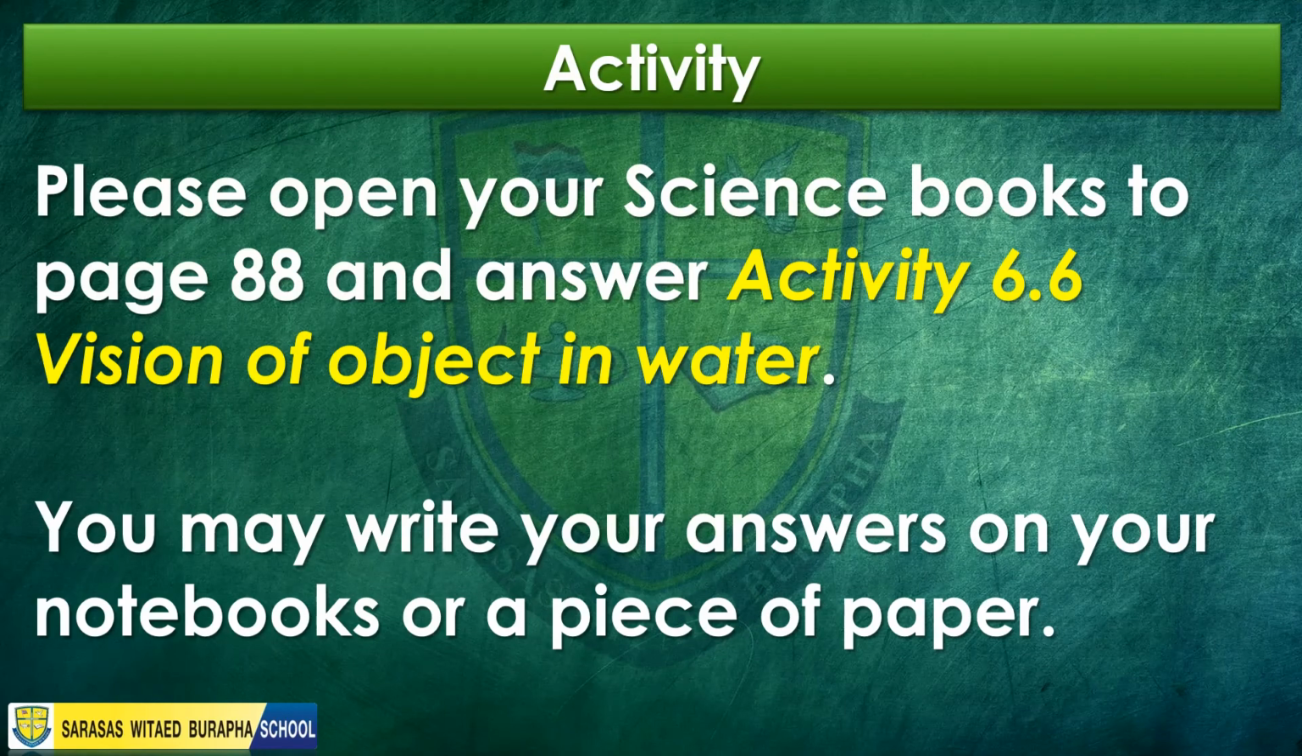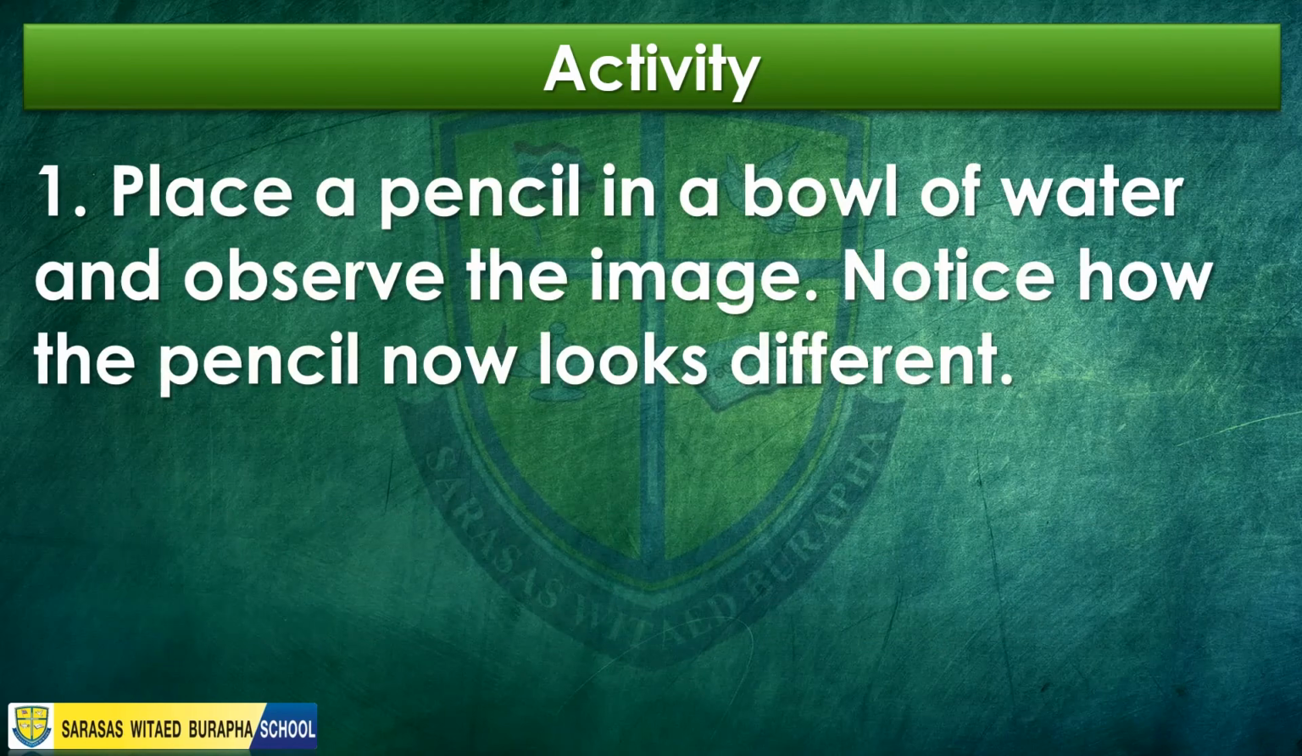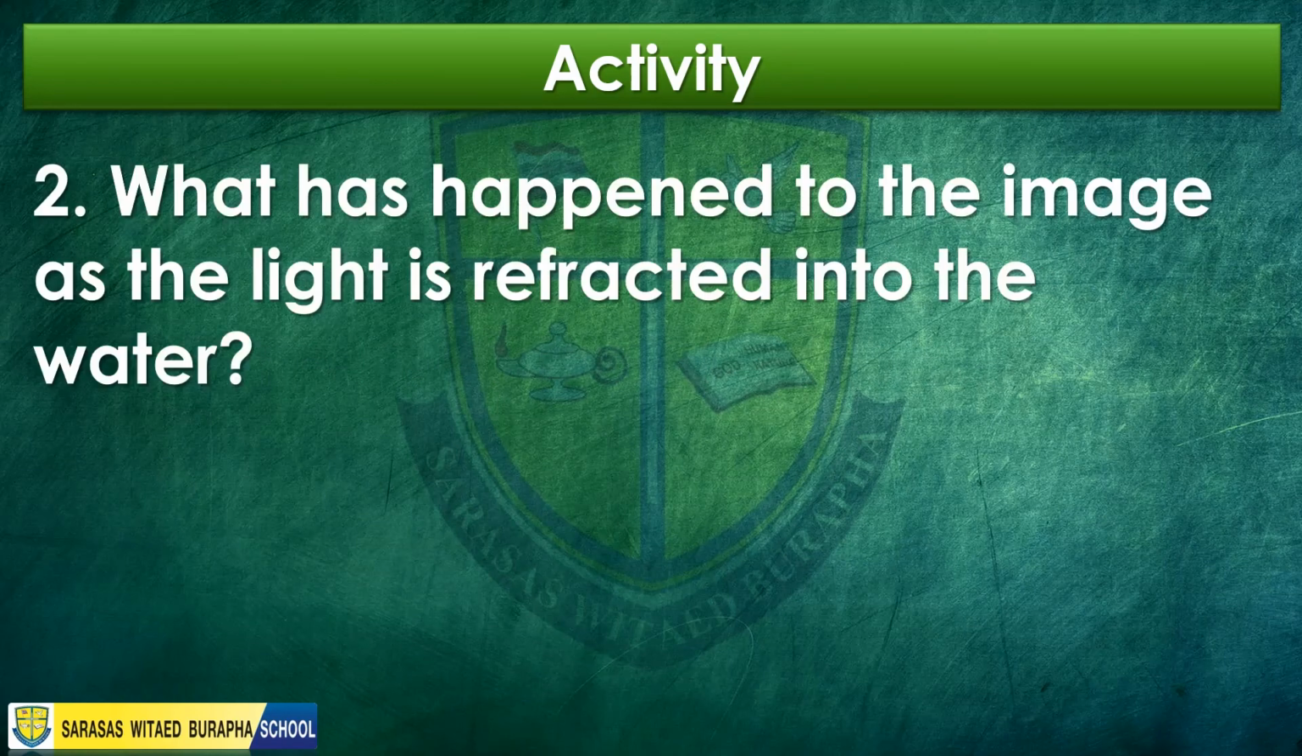For our activity, please open your science books to page 88 and answer activity 6.6, Vision of Object in Water. You may write your answers on your notebooks or a piece of paper. Number 1. Place a pencil in a bowl of water and observe the image. Notice how the pencil now looks different. Number 2. What has happened to the image as the light is refracted into the water?